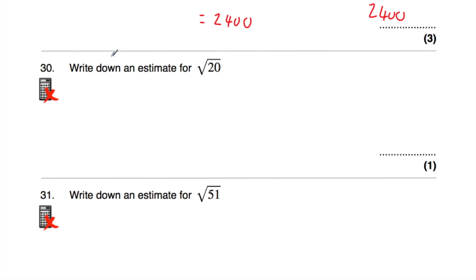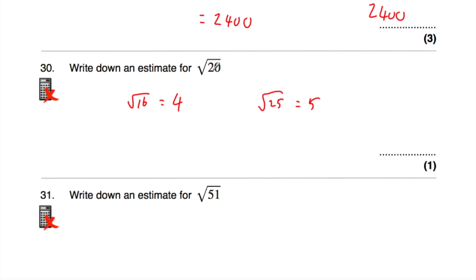Okay, so question number 30, we've been asked to write down an estimate for the square root of 20. Whenever we're dealing with questions like this, where we're having to estimate the square root of something, I like to think of the square numbers. So let's work out the square root of 16, because that's the square number below 20. That's equal to 4. And the square number above 20 would be 25. So the square root of 25 is equal to 5. So the square root of 20 is going to be in between 4 and 5.